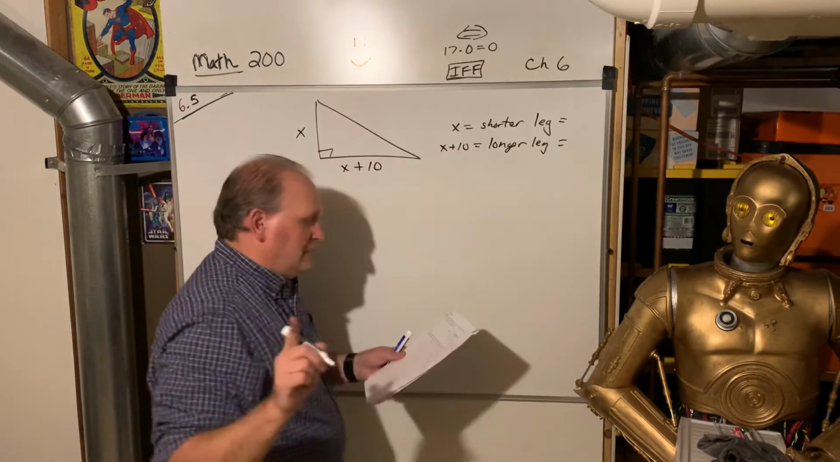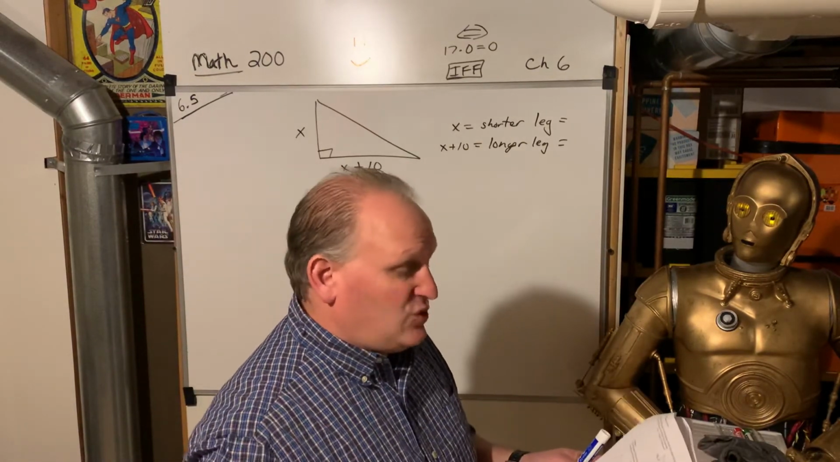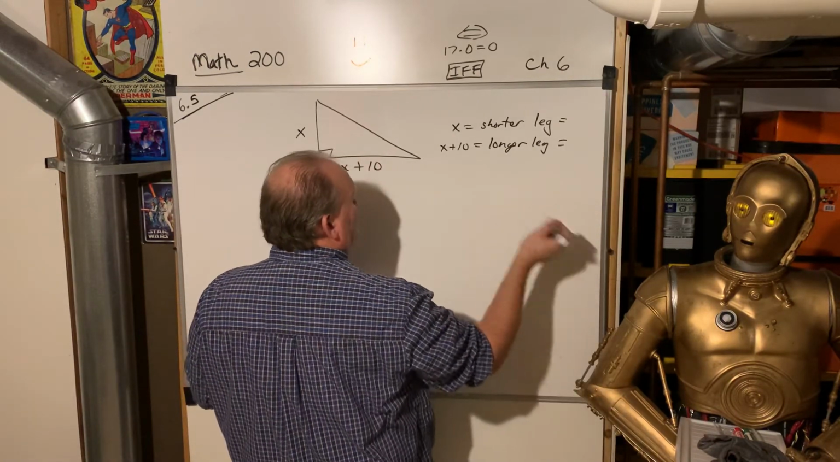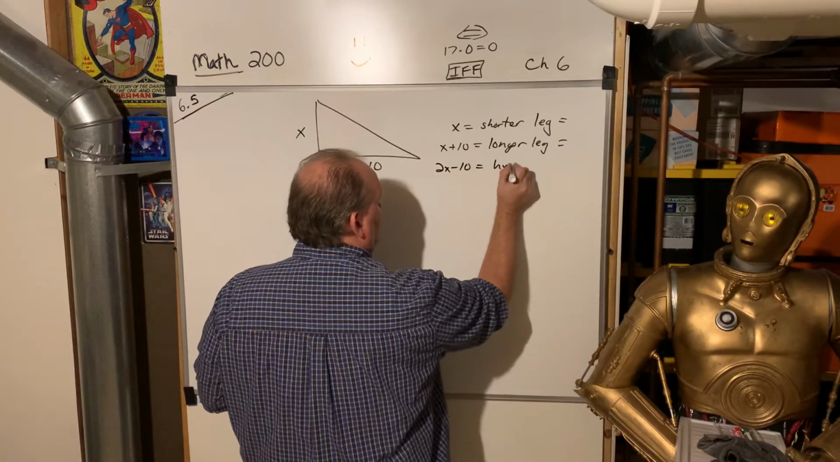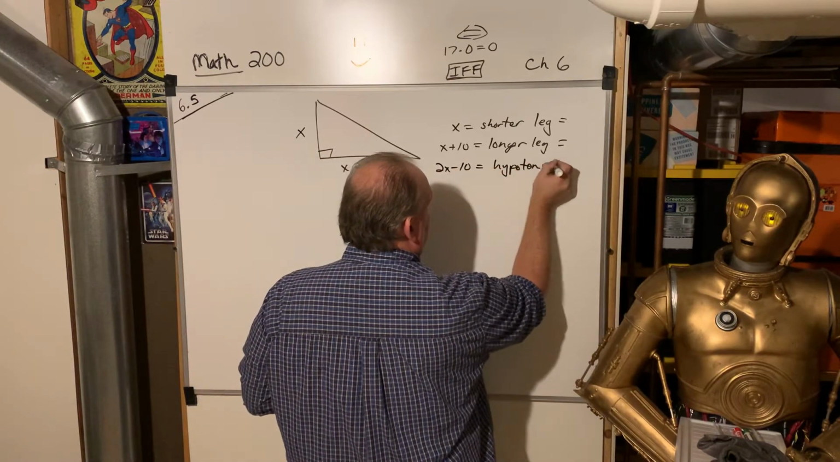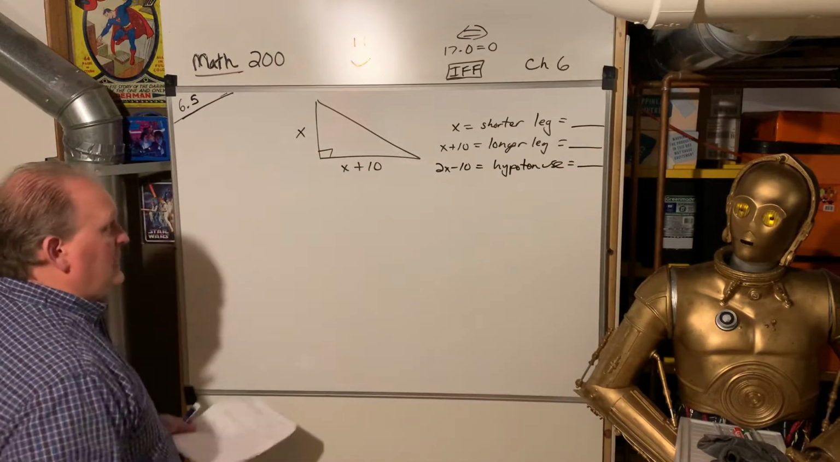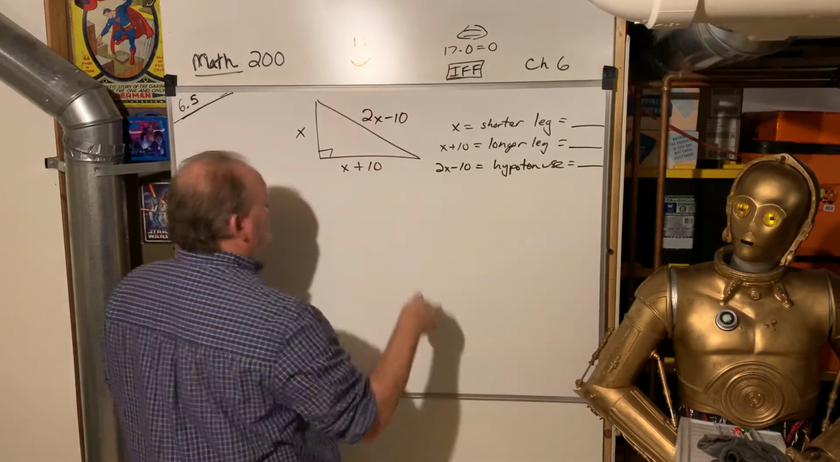But they went with the hypotenuse is 10 miles less than twice the shorter leg. Ugh. 10 miles less than twice the shorter leg. That's 2x minus 10. The hypotenuse. We're going to have to find all three of those in our answers. So this, it doesn't look bad like this.